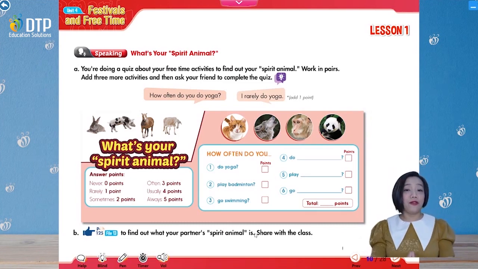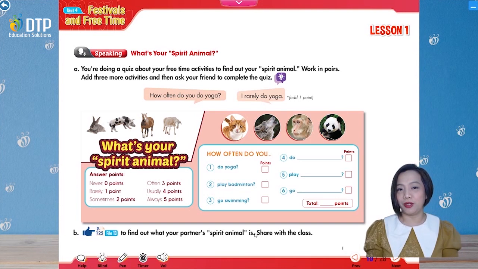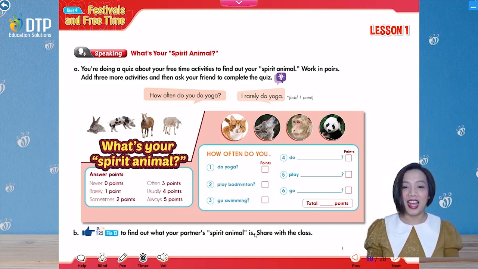And now is a very interesting activity for you. Do you like animals? Yes, me too. I love animals. I like cats and dogs, but I like little ones. They are puppies and kitties. Now, look, what animals do you see here? A cat, a wolf, a monkey, and a panda.